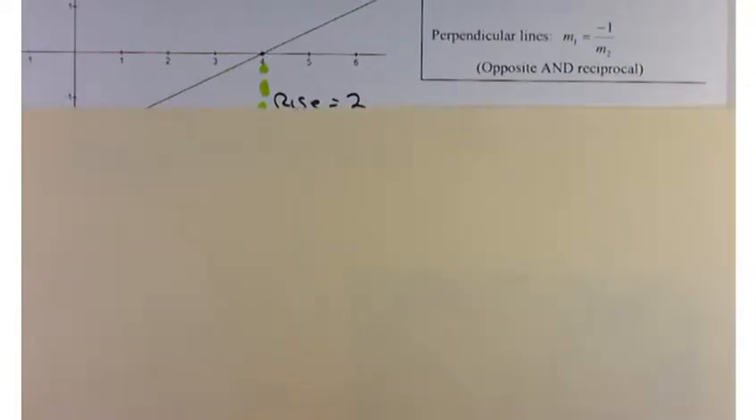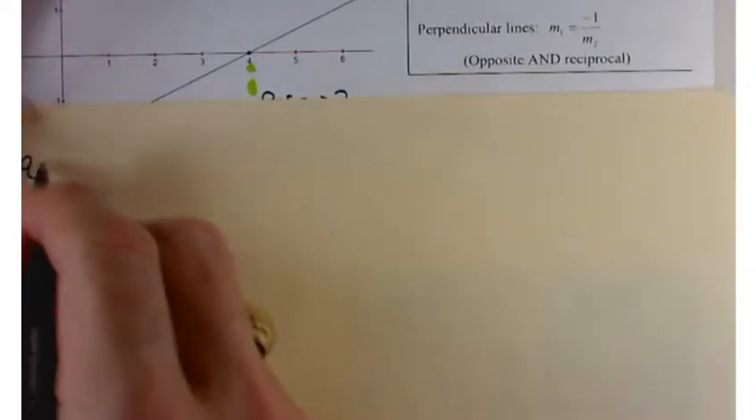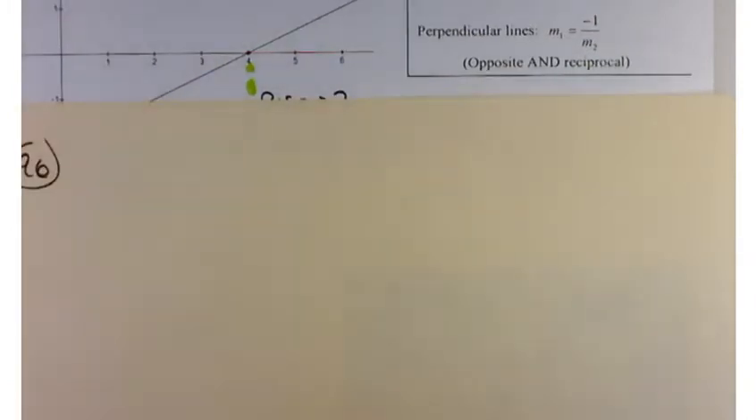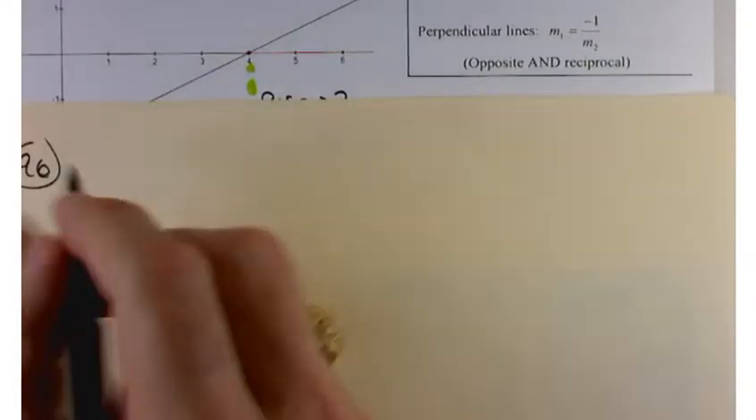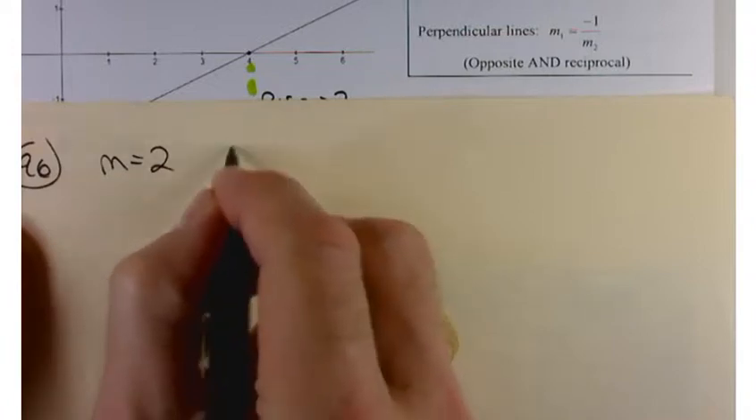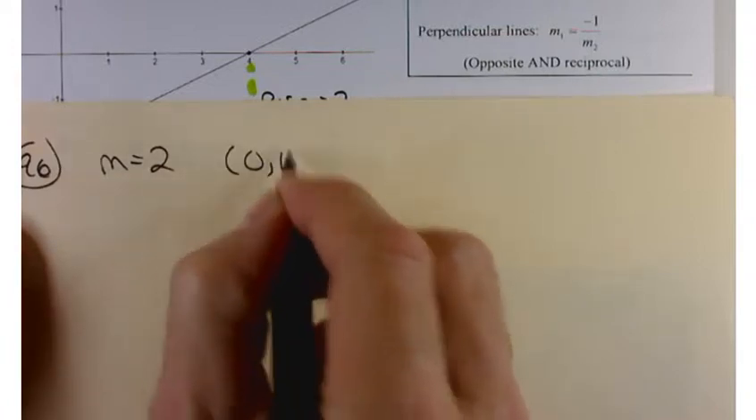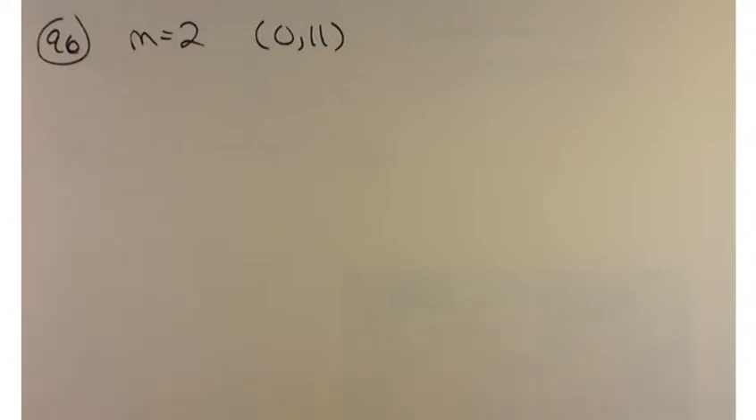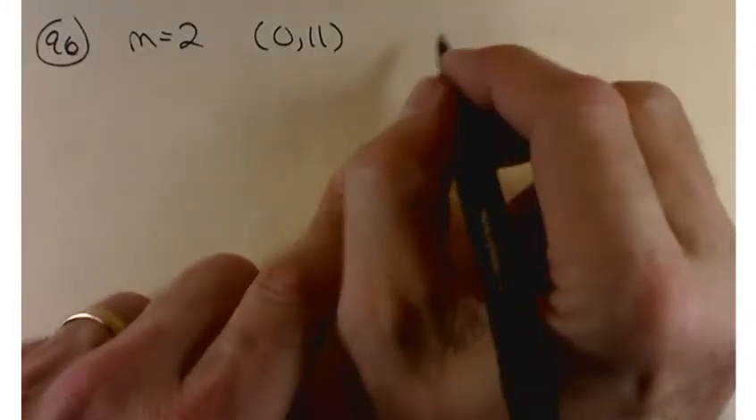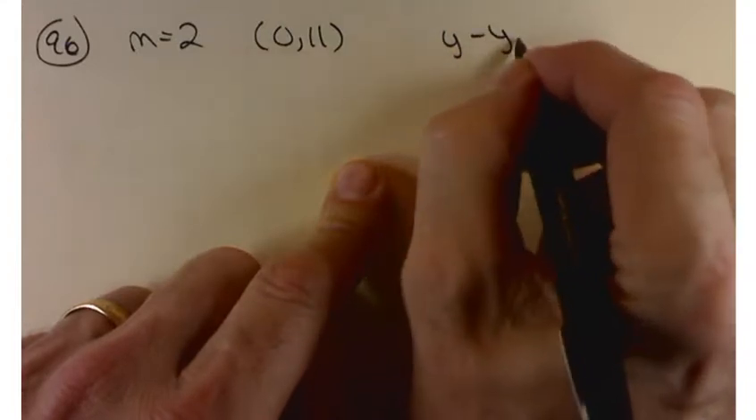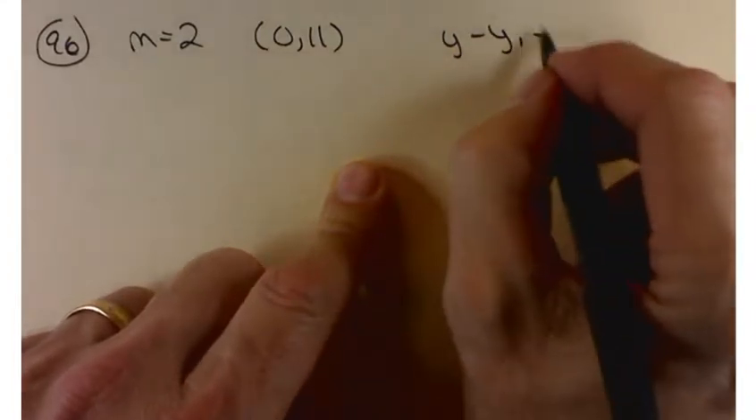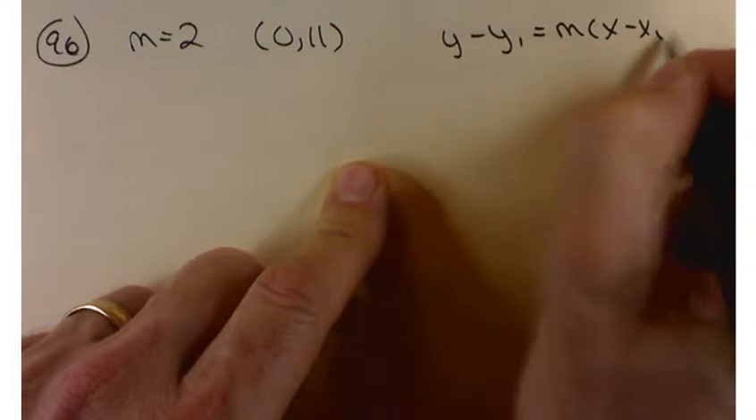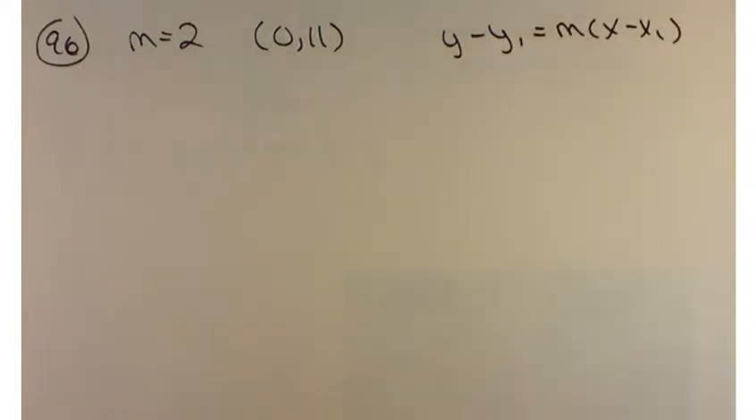Problem number 96 asks you to find the equation of a line with a slope of 2 passing through the point 0 and 11. Typically, when you do these problems, you're going to think of the point slope form of the equation of a line, which is this one right here. Y minus y1 equals m times x minus x1.